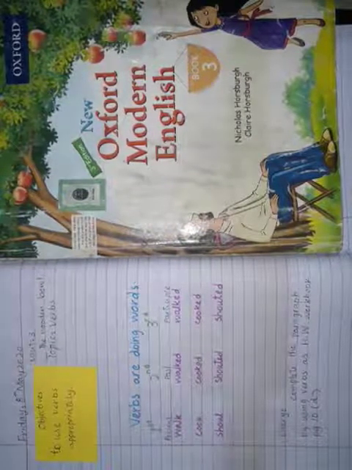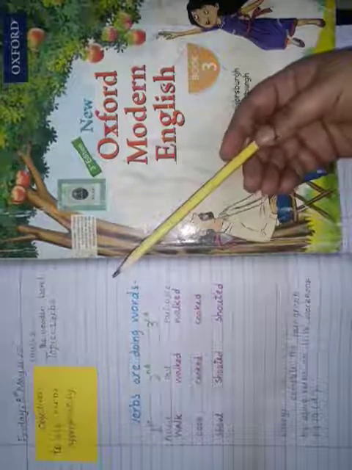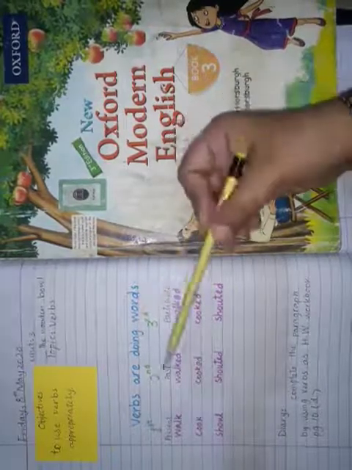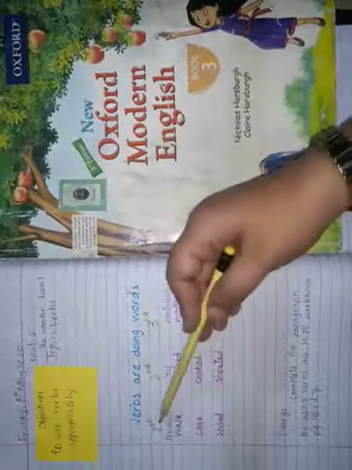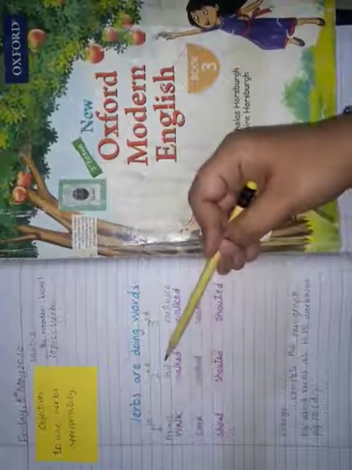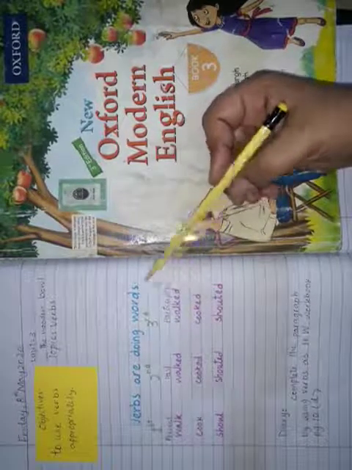Alright, before starting that, let me show you that verbs are the doing words, as all of you know. I'm sure you have learned this. Now let me show you that each verb has three forms. First, second and third. First form is called present. Second form is called past. And third form is called participle.